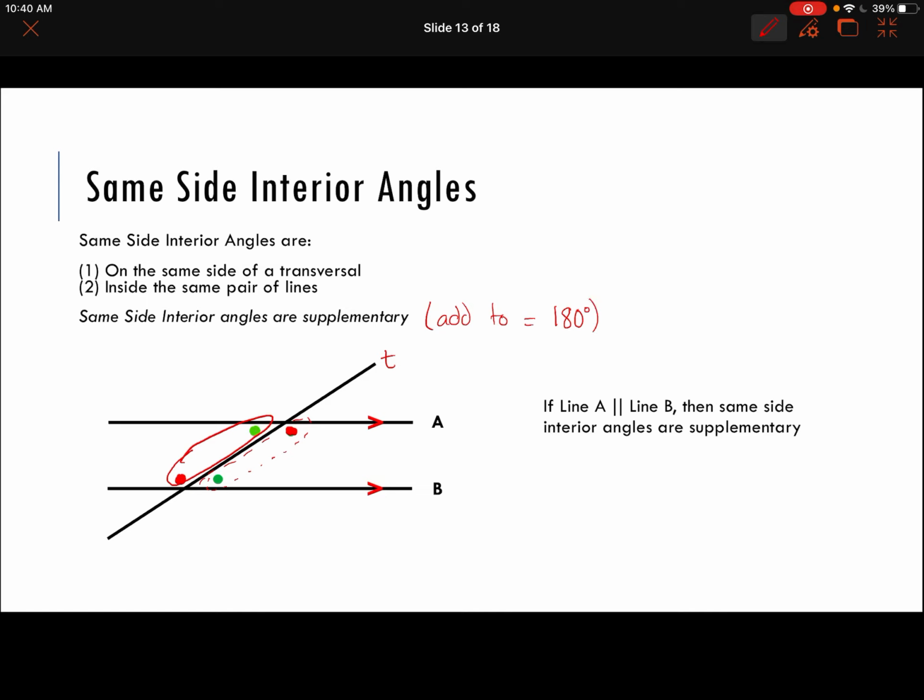So if line A is parallel to line B, and we know they're parallel because of this mark, they have the same number of arrows, then the same side interior angles are supplementary, which again means they add to be 180. So if the red angle was 150 degrees, that means that the green angle would have to be 30 degrees, because 150 plus 30 is 180.